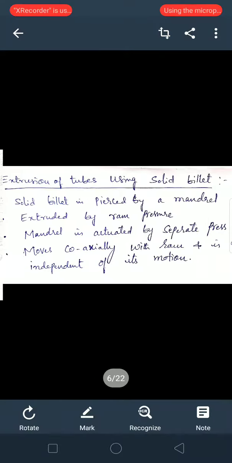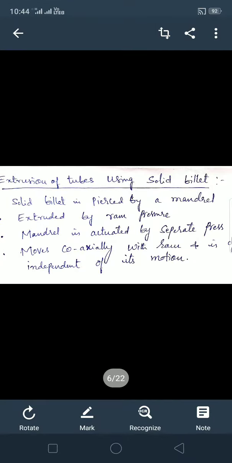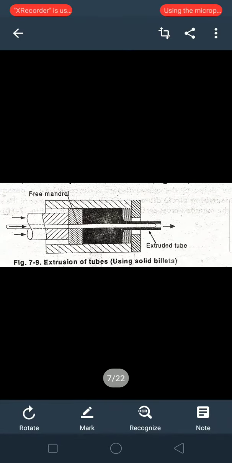Now, production of tubes with a solid billet. The solid billet is first pierced by a mandrel and then extruded by the ram pressure, as clearly shown in the figure. The mandrel passes through the billet initially. Then the billet and the mandrel together are forced through the die opening. Therefore, it can continuously produce the hollow tube.